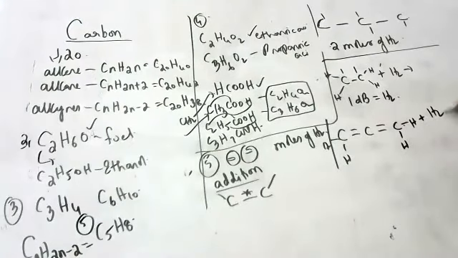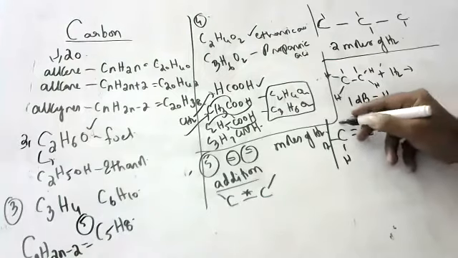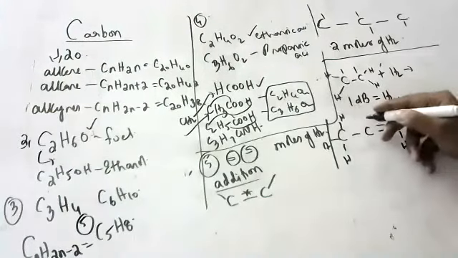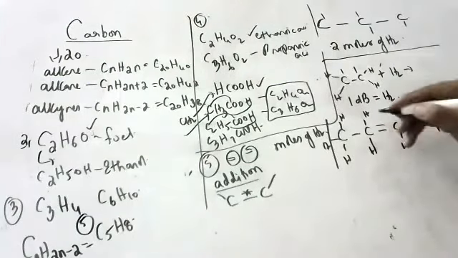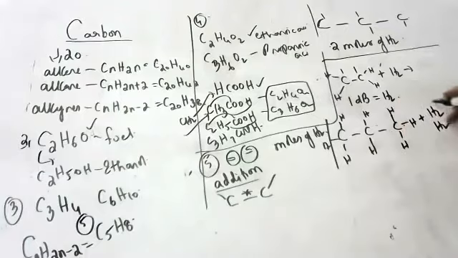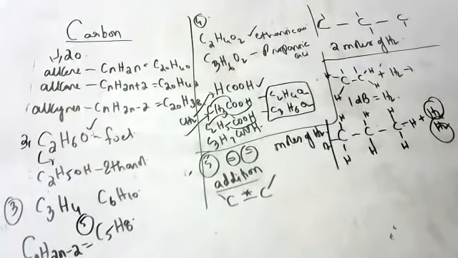Now if I put one hydrogen, it attaches here and breaks the bond. One more hydrogen attaches here. Now one more hydrogen attaches here, breaks the bond, and one hydrogen attaches here. So if two double bonds are there, 2 moles of hydrogen are needed.